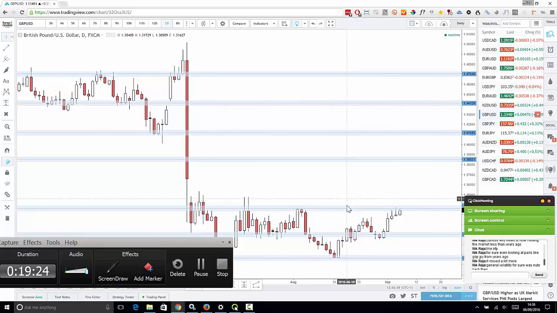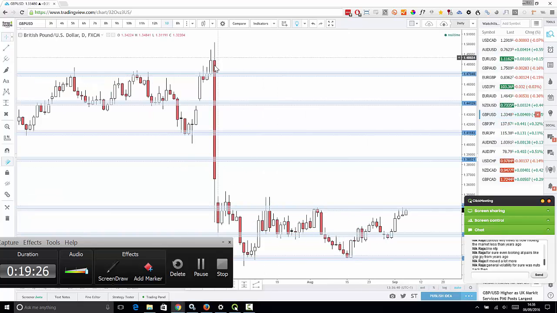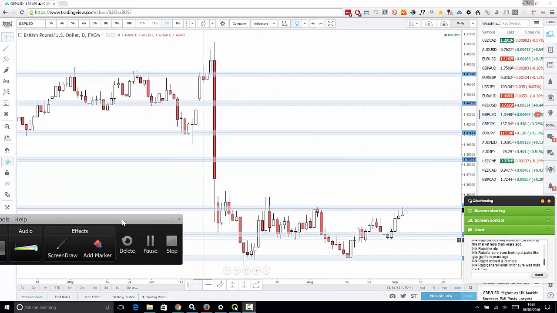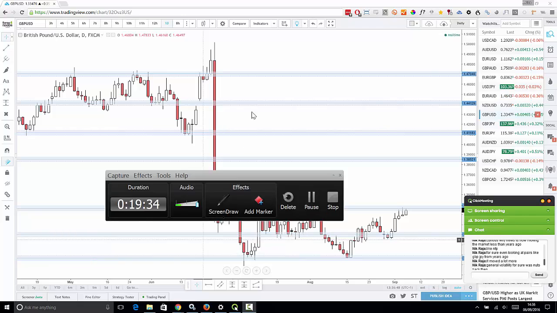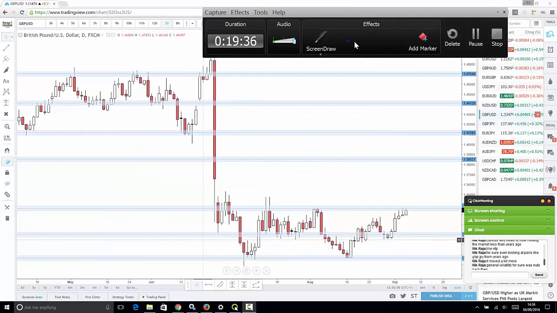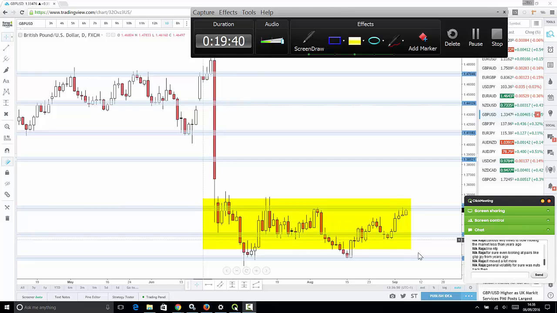Let me explain why. Ever since Brexit happened, it surprised a lot of people. Let me pull this up here. Yeah, that's better. Price dropped down into this yellow shaded area, and it's been stuck here pretty much ever since, bouncing from this high and from that low.